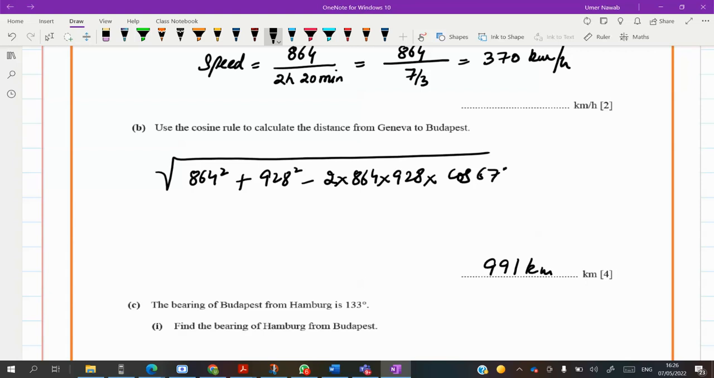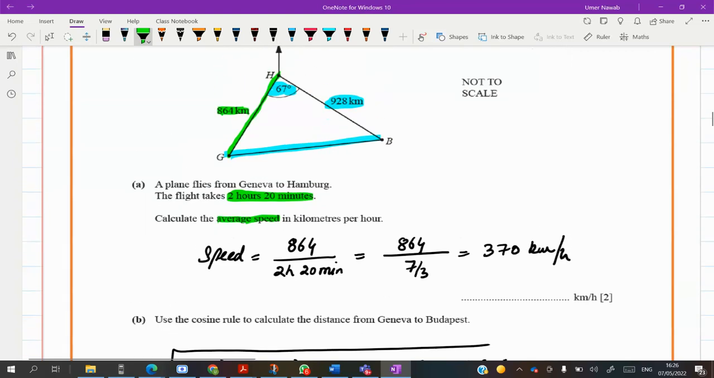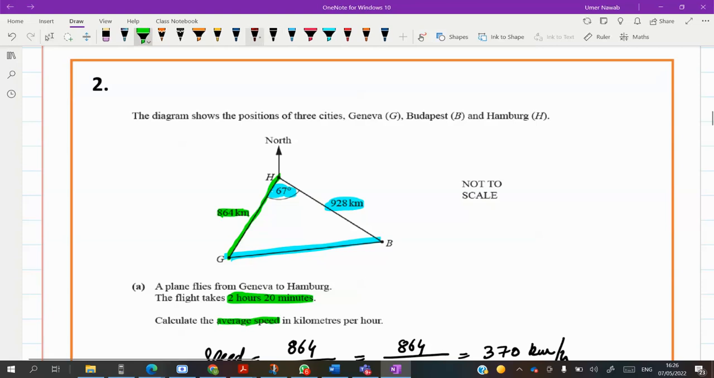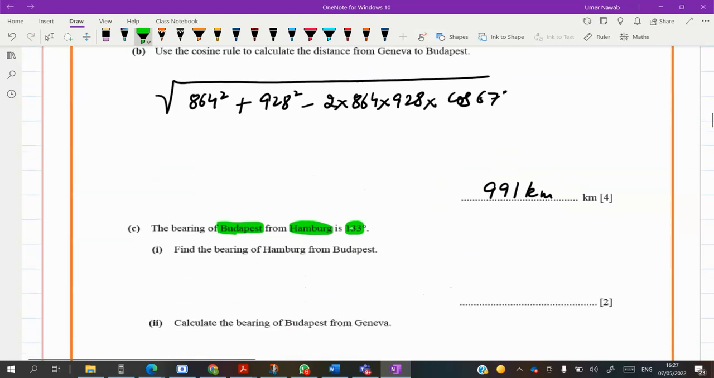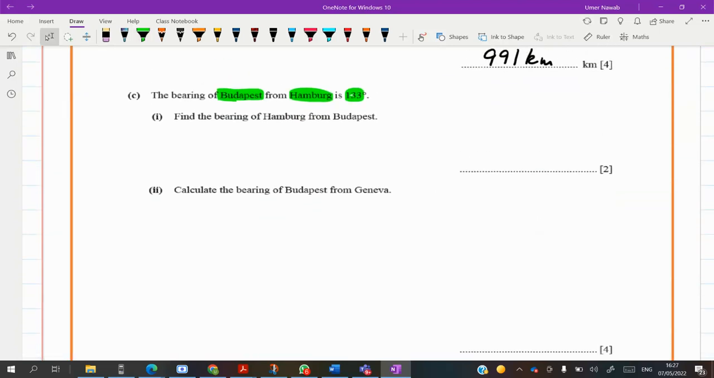The bearing of B from H is 133. From H, this bearing is 133. So the bearing of Budapest from Hamburg is 133. I need to show it in the diagram like this. What is he asking you? He's asking you to calculate the bearing of Hamburg from Budapest. So look, it is now a back bearing. So B from H, H from B. Simple idea.